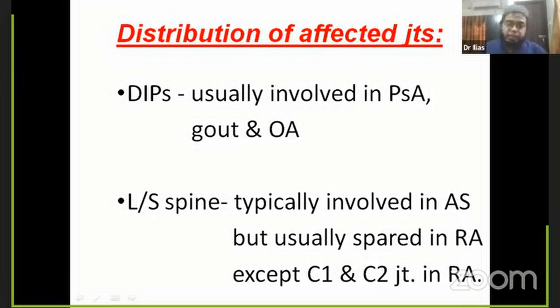In case of the lumbar spine, mostly in inflammatory arthritis, the lumbar spine will be involved, as in ankylosing spondylitis. But in rheumatoid arthritis, the lumbar spine is mostly spared. In the spine, the cervical 1 and cervical 2 joints will be affected in rheumatoid arthritis. Spinal involvement happens in rheumatoid arthritis only at the cervical 1 and cervical 2 joints. But the lumbar spine will be spared in rheumatoid arthritis, mind it.